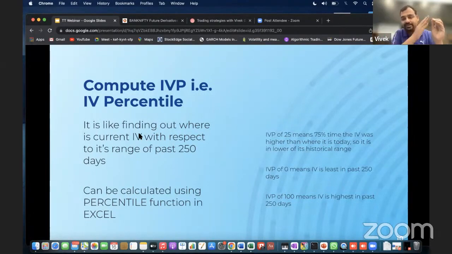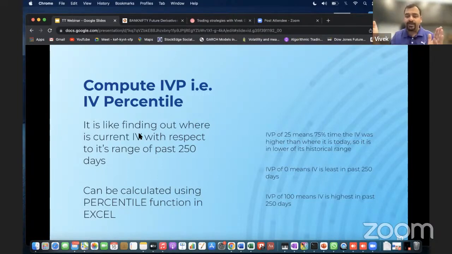Matlab, isse niche tha hi nahi. This is the least IV that we have seen in the last 250 days, right? So for it, can it go lower? Yes, it can remain low and it can remain at zero for a while. But at some point it will revert. Okay, it will not stay there forever.